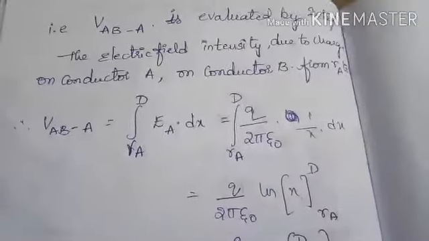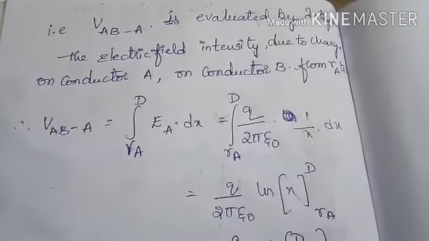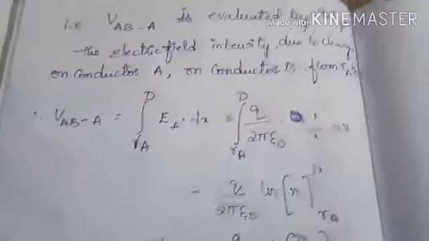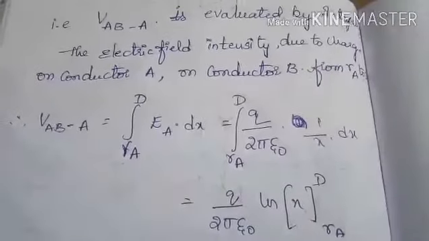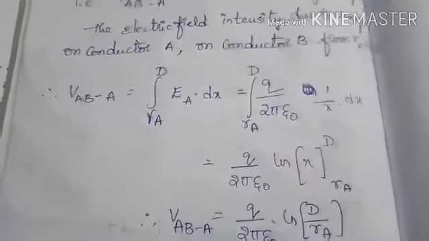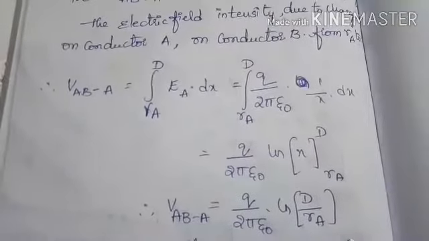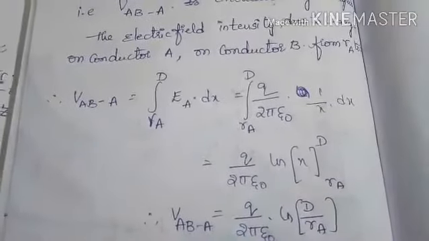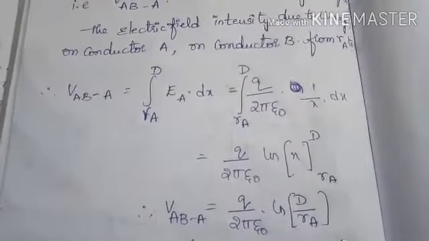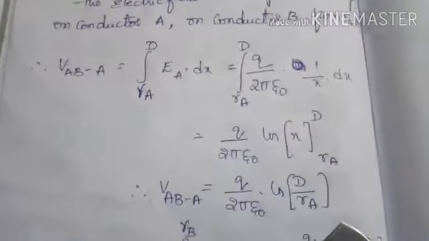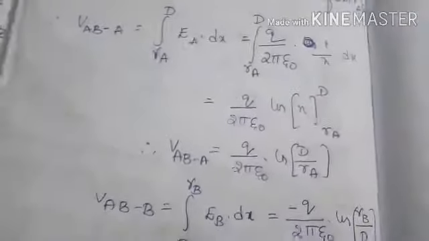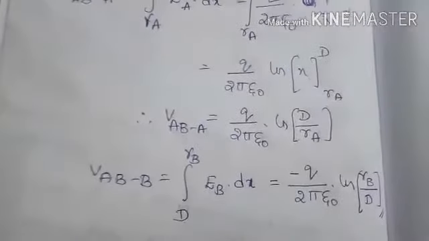Now we can evaluate VAB due to conductor A by integrating the electric field intensity from the radius RA to the total distance d. So we can write VAB due to A as the integral from RA to d of EA dx. We already know the equation for electric field intensity, which we derived previously: q by 2 pi epsilon naught into 1 by x dx. The integration of 1 by x is log x. Substituting the upper and lower limits, we get VAB due to A is q by 2 pi epsilon naught into ln of d by RA.